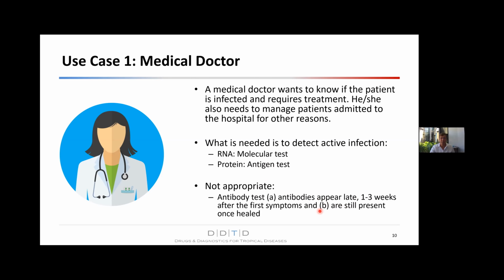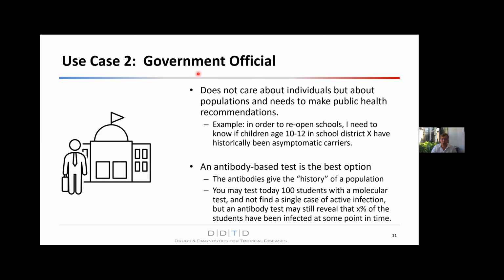Now, at the other extreme of the spectrum is a use case that I think is very interesting, and it's the one of a government official. So a government official, unlike a medical doctor, does not care about individuals, but about populations. And that official needs to be able to make public health recommendations.